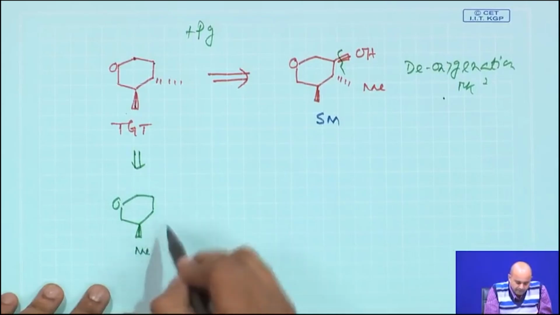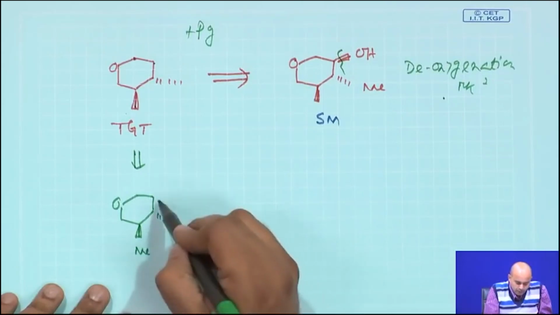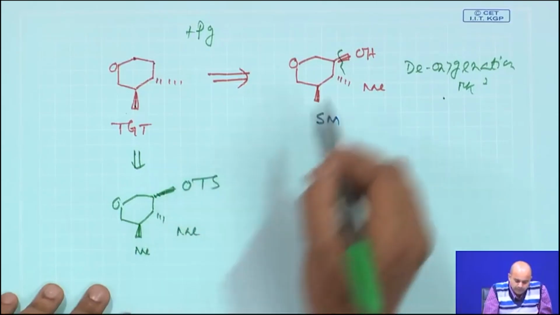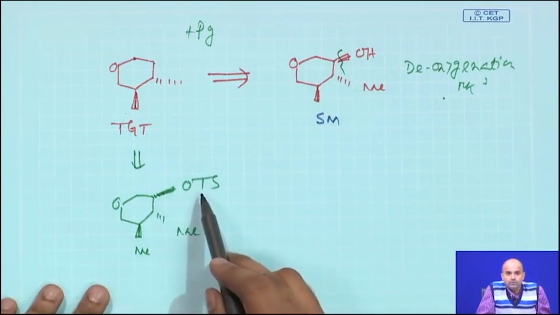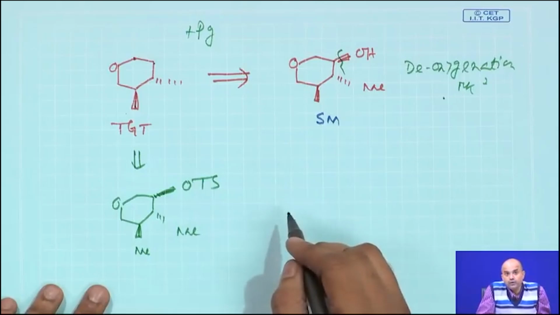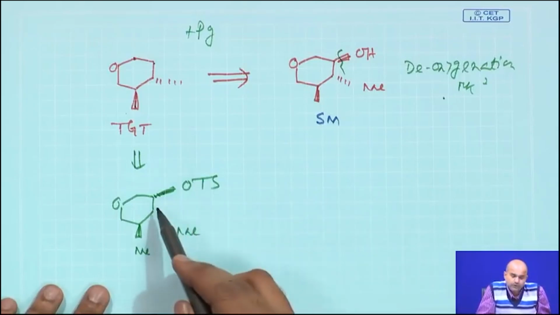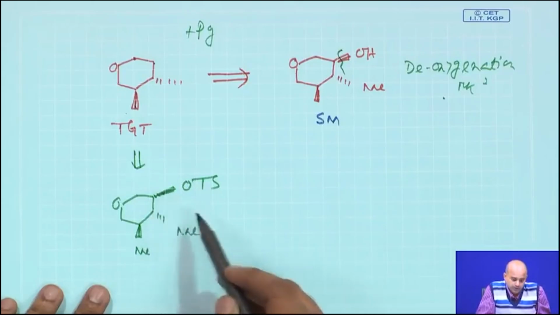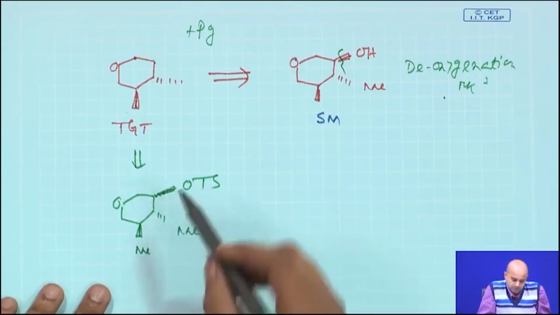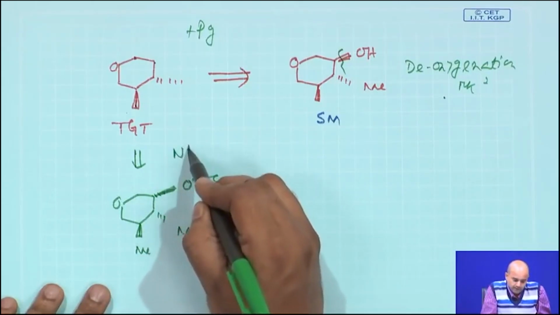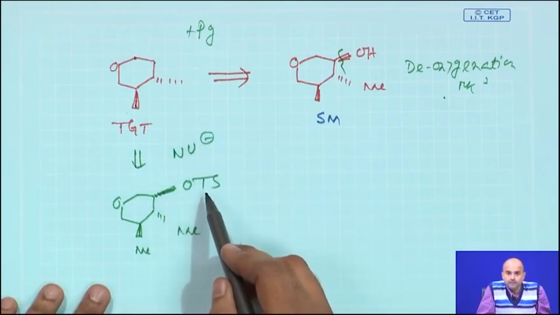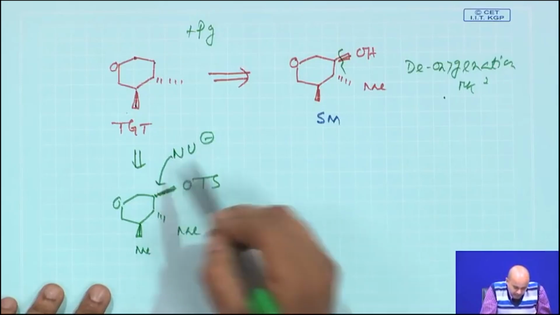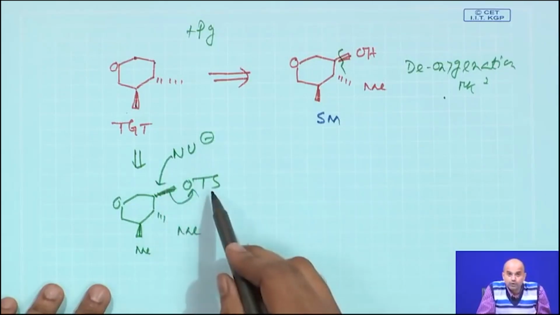We will try to bring some functionality here based on this alcohol. We say that OTs, O-tosyl, is a very good leaving group, and you can replace this OTs through a suitable nucleophile. Here, as I said, it may undergo a nucleophilic displacement reaction. If you bring some nucleophile here, the tosyl goes up, it is a very good leaving group.